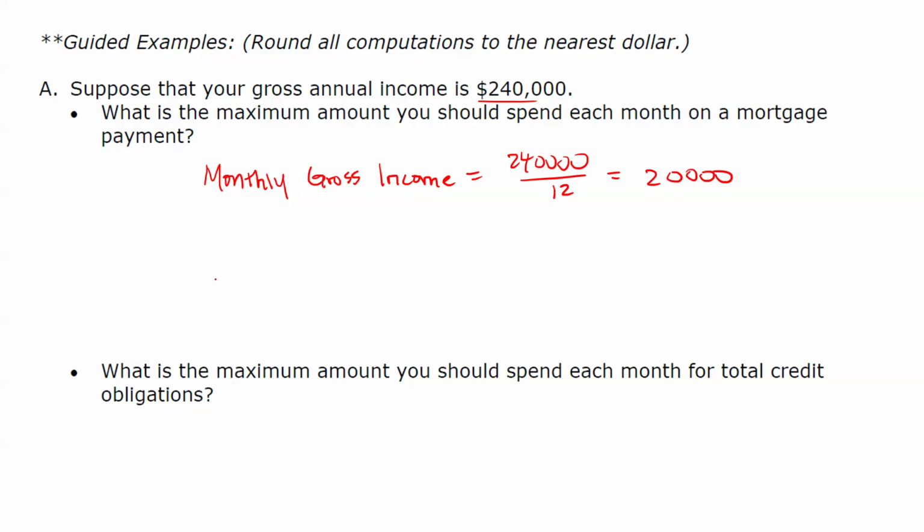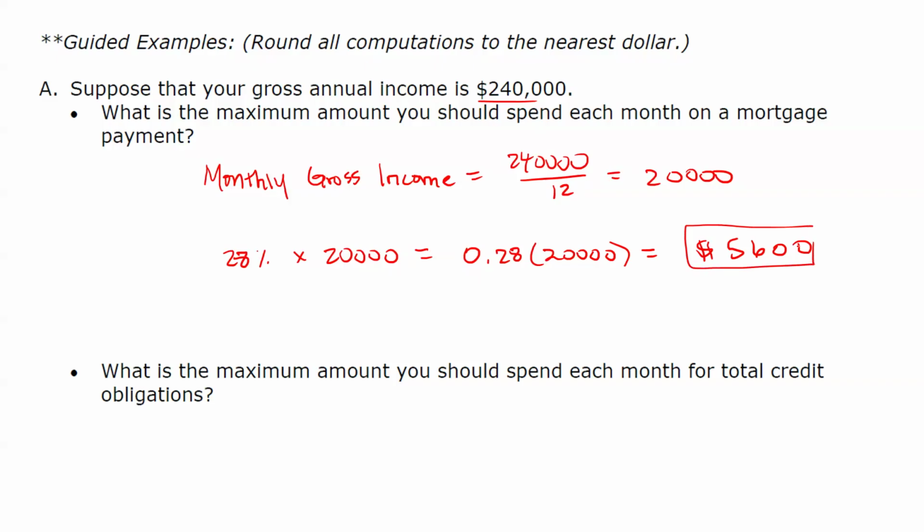So the max amount we would want to spend each month on a mortgage payment from the advice of financial advisors is 28%. So we want 28% of 20,000, or in other words, 0.28 of 20,000. When we enter that into our calculator, we should get 5,600. So that means our mortgage payment should not exceed $5,600.